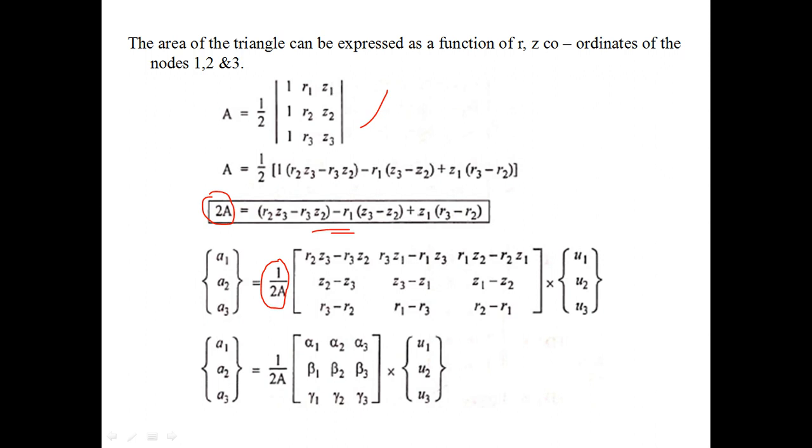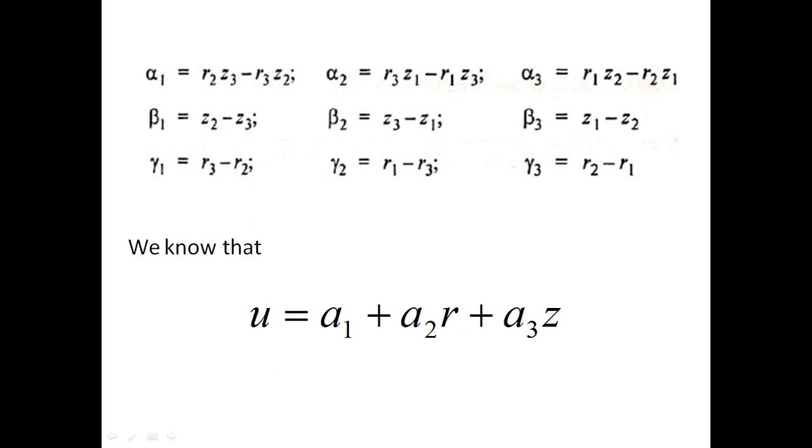Already I mentioned how to write these values. Alpha 1 is equal to, following the order 1 2 3 minus 3 2, alpha 1 is equal to r2 z3 minus r3 z2. Alpha 2, here we follow 3 1 and minus 1 3. That's the logic. And alpha 3, 1 2 minus 2 1, so that's the logic. And beta 1 is equal to z2 minus z3. Like that we can keep these values in our mind very easily.